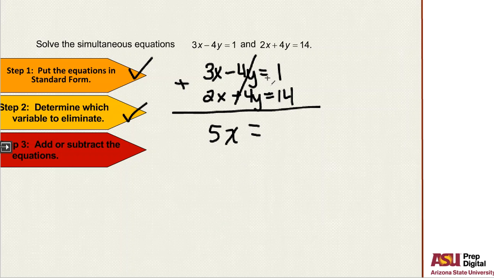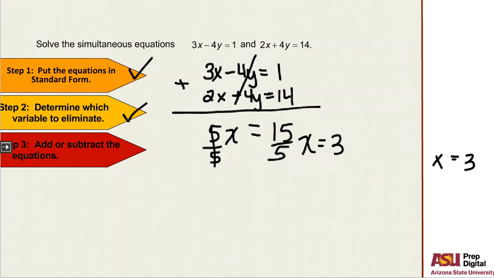We want one of our variables to be eliminated because then we get an equation we can actually solve. We have 1 plus 14 over here. So now I have this nice one-step equation that I can solve. I'm going to finish that out, and I get x equals 3. So that's half my answer.